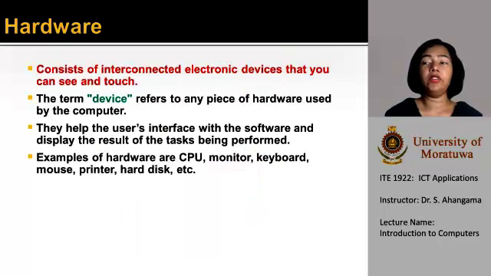Hardware. Hardware consists of interconnected electronic devices that are tangible. That is, you can see and touch. These are all the physical aspects of a computer system. The term device refers to any piece of hardware used by the computer, such as keyboard, monitor, printer, hard disk, CPU, etc. They help the user interface with the software and also display the result of the task being performed.